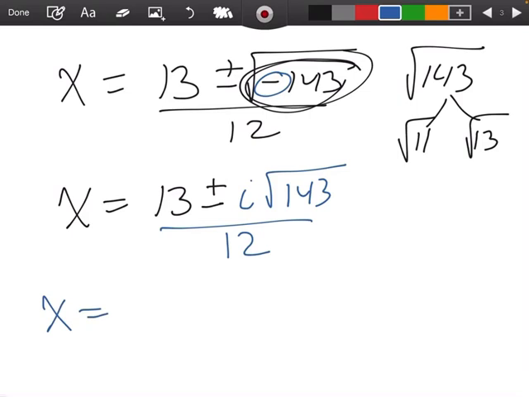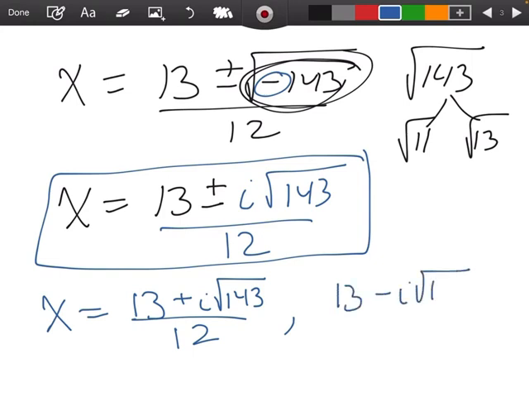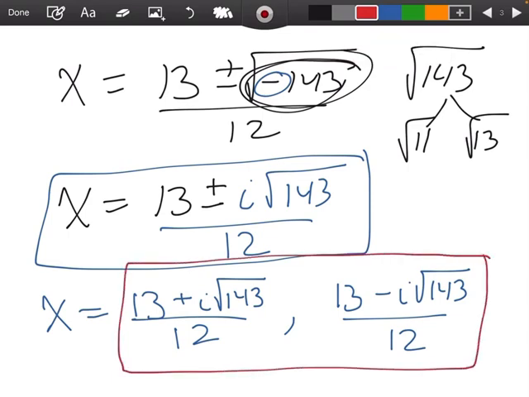You can probably write your answer like this in MyLab, but if it asks you to separate it, then you're going to write 13 plus i square root of 143 all over 12. That would be your first answer, and the other answer would be 13 minus i square root of 143 all over 12. We really have 2 answers. The other thing I want to mention is that when you're entering your answer in MyLab, you're not going to put the x equals. You're just going to put what I have right here, or if it allows you to write it as a combined answer, and the reason I say combined is because we have that plus and minus. It lets me know I'm doing 2 different things: one of them I'm adding, one of them I'm subtracting.